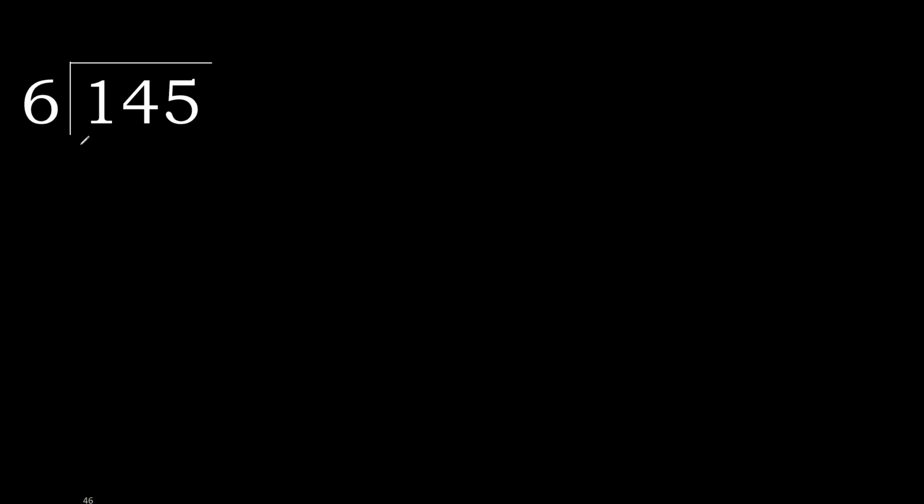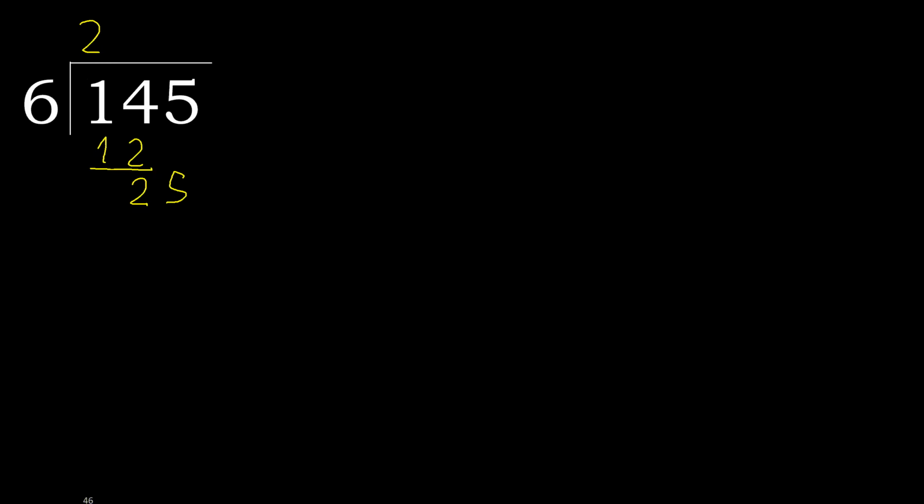145 divided by 6. 1 is less than 6, therefore take the next digit. 14 is not less, so with 14, okay. 6 multiplied by which number is nearest to 14 but not greater? 6 multiplied by 3 is 18. 18 is greater. Multiplied by 2 is 12. 12 is not greater. 14 minus 12 is 2.